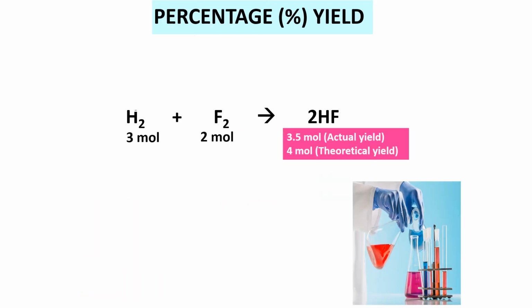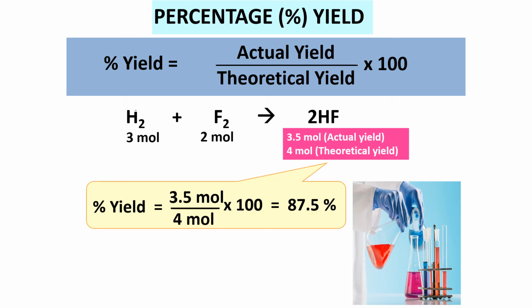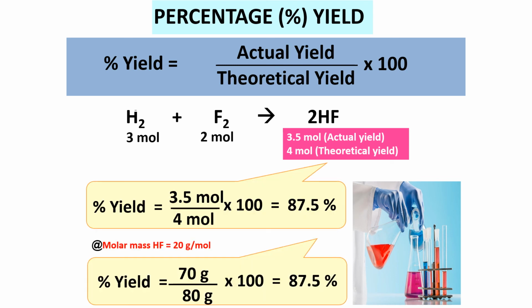The formula of percentage yield is actual yield over theoretical yield multiplied by 100. The percentage yield can be calculated in units of mole or units of gram.